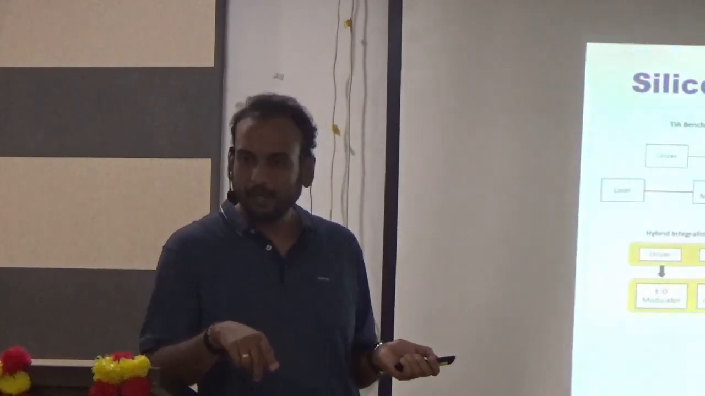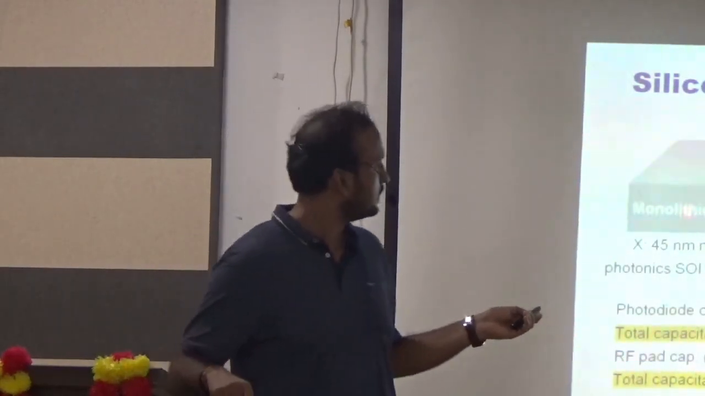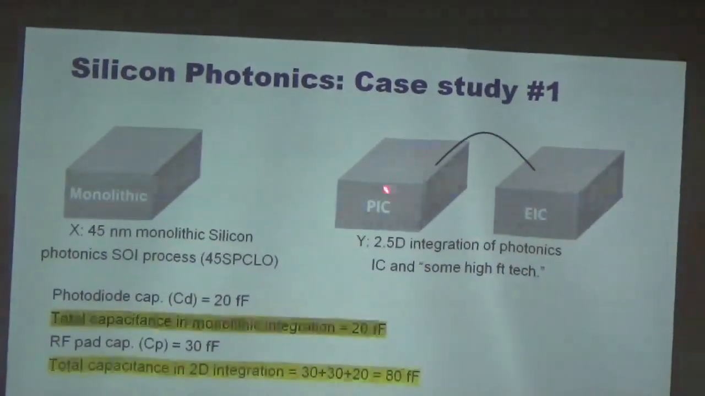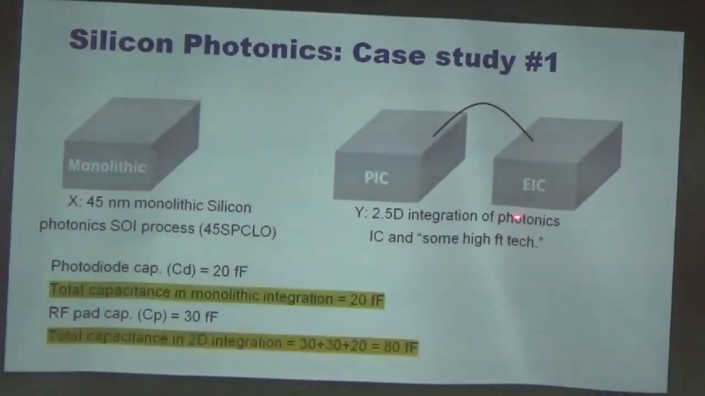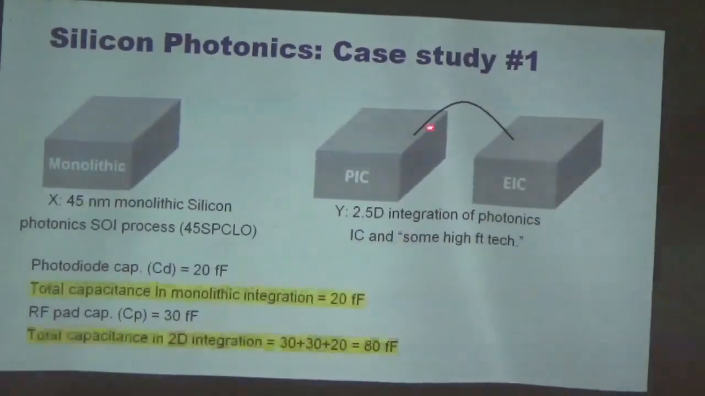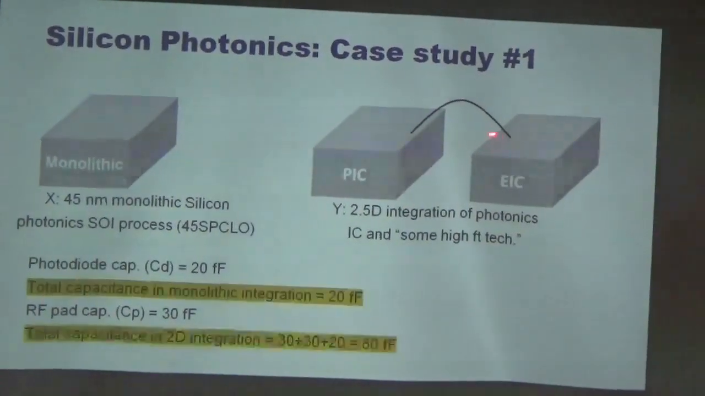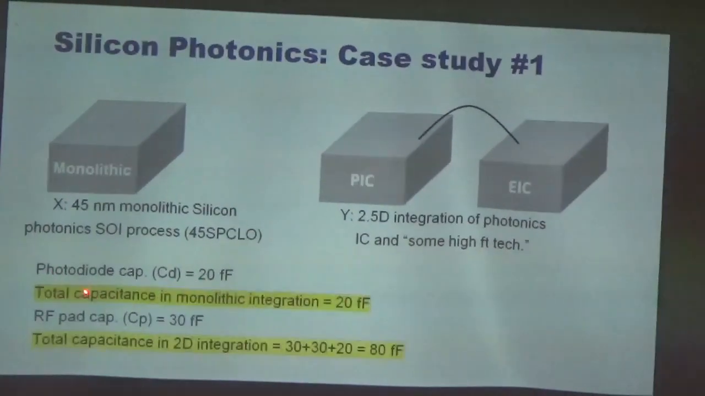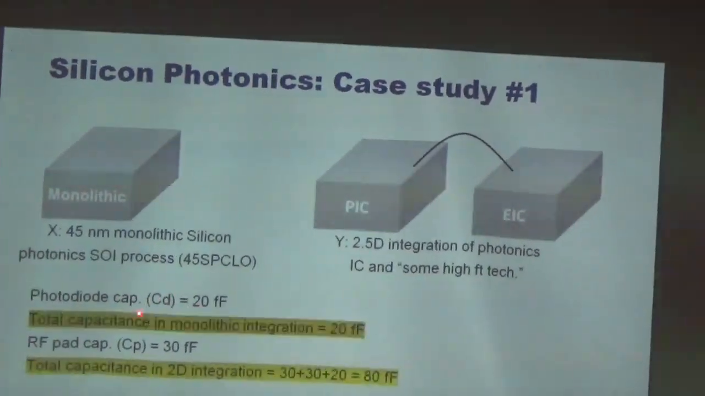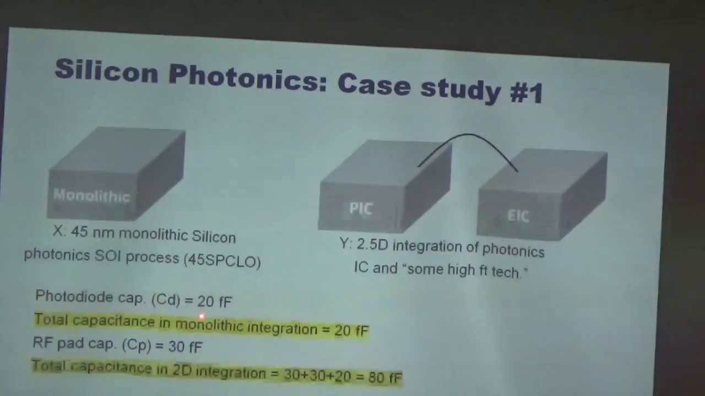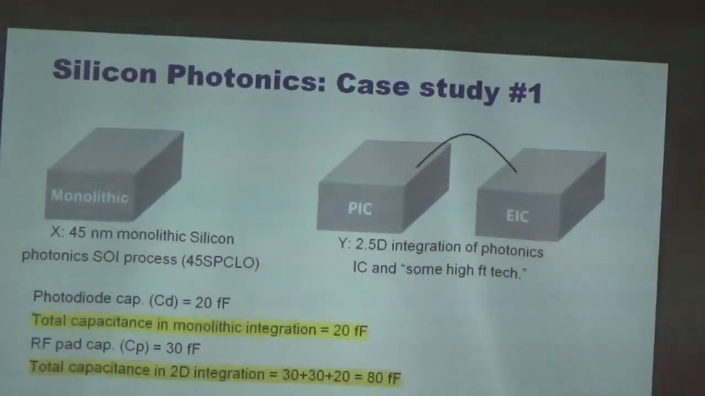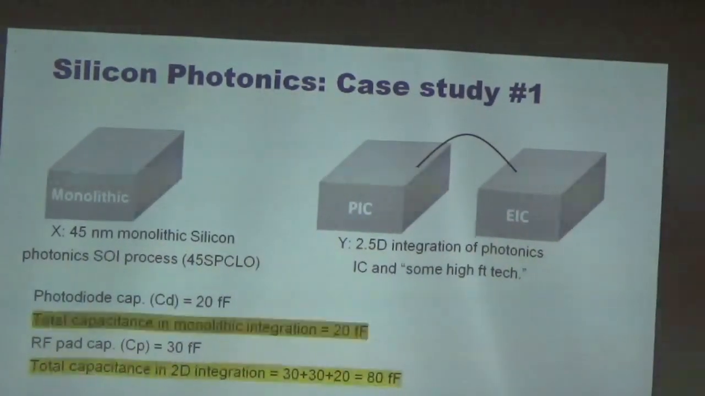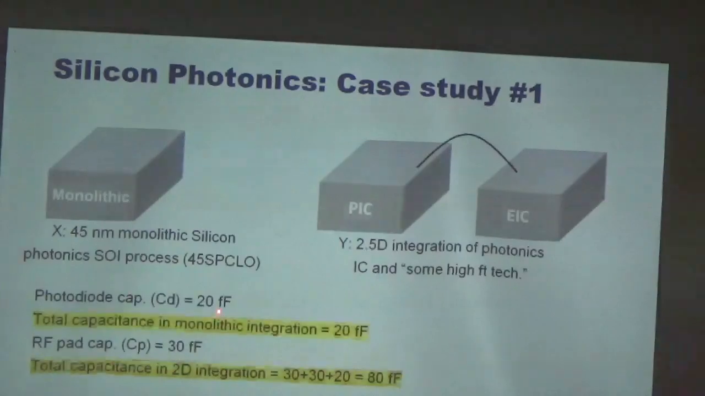So we have RF bond pads. This is how I show a monolithic, where you have a single chip, and this is hybrid 2.5D. PIC stands for photonic IC, and EIC stands for electronic IC. You make a wire bond here. This is a gold wire where you can make an interconnect. When you go for the monolithic side, the total capacitance you get at the input is roughly 20 femtofarads. This is the capacitance coming from the photodiode. The photodiode has one capacitance, the off capacitance, as we call it. This is around 20 femto.